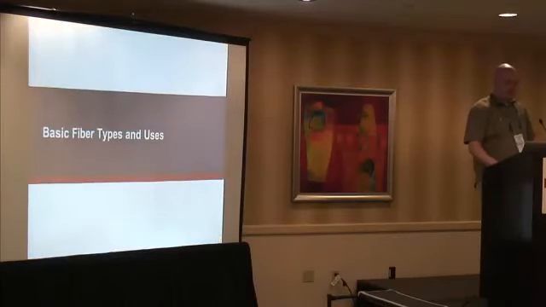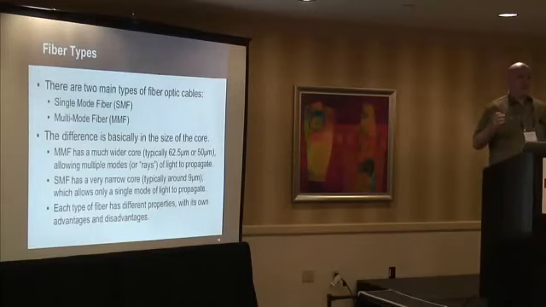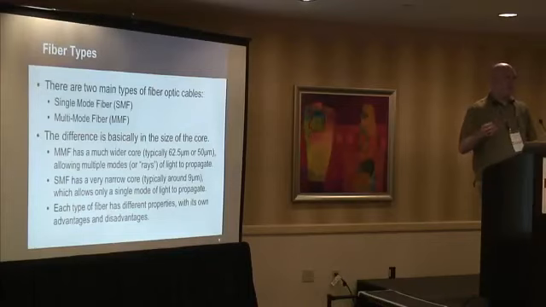So the basic fibers, basic types and uses. Two main types, single mode fiber and multi-mode fiber. The difference is really the size of the core. So multi-mode has a much wider core, not quite 10x, but significantly wider, so that multiple modes, basically a mode of light is whether light will follow the same transmission path or not. So if you have a core that is small enough it will only allow one mode of light. It will only propagate in one way. If you have a big enough core, it will obviously be multi-mode. That's the name. So SMF, 9 microns, and there's advantages and disadvantages to each one.